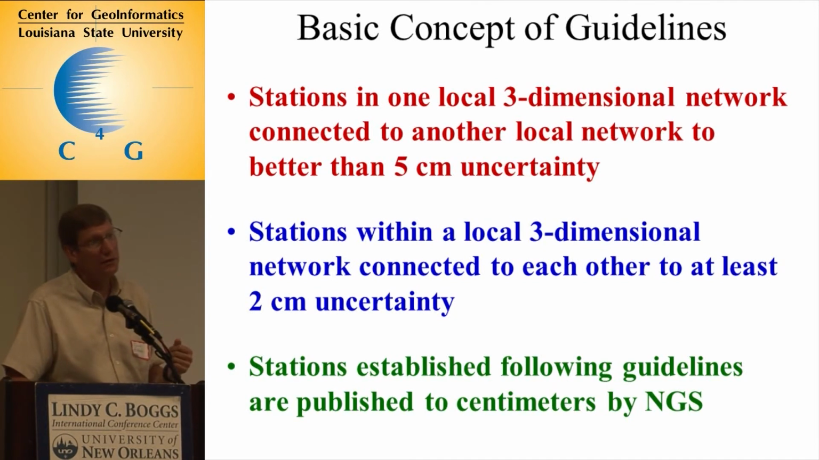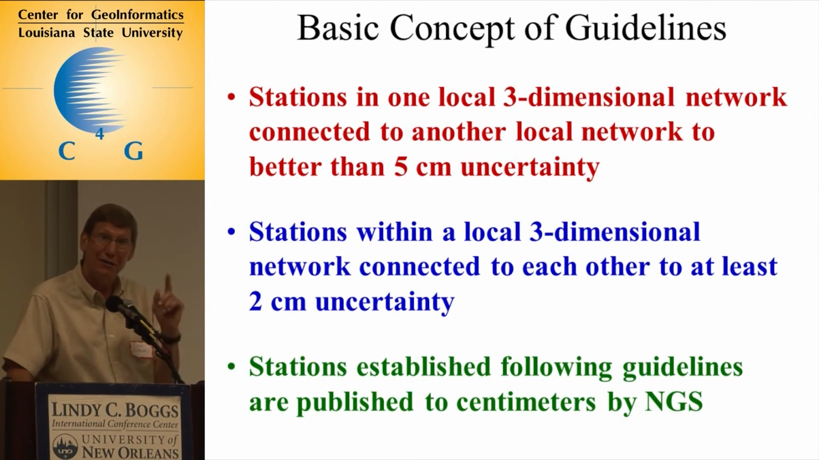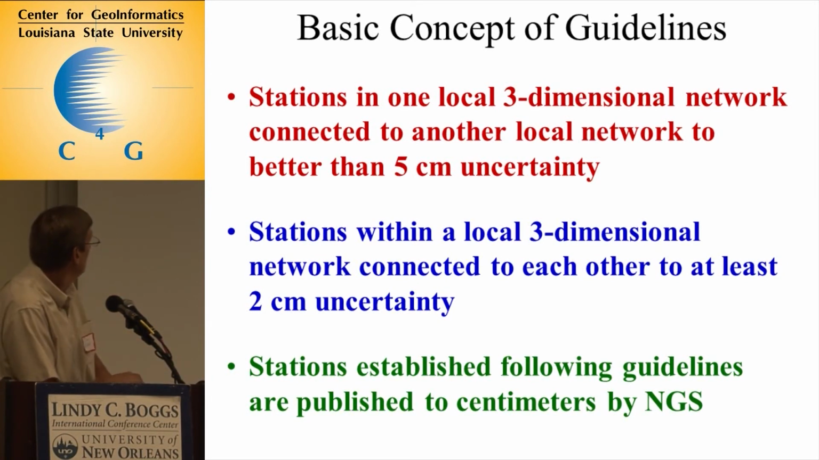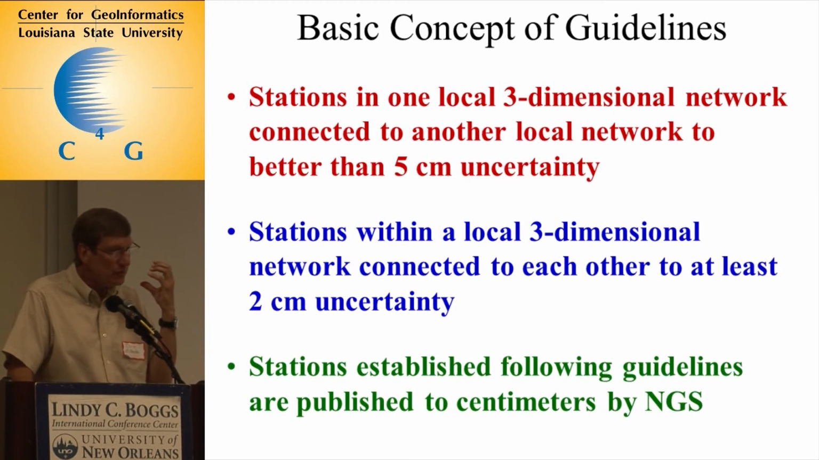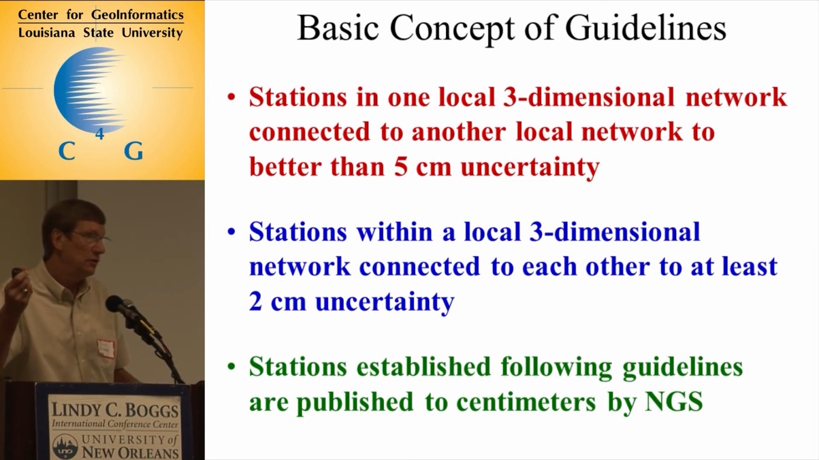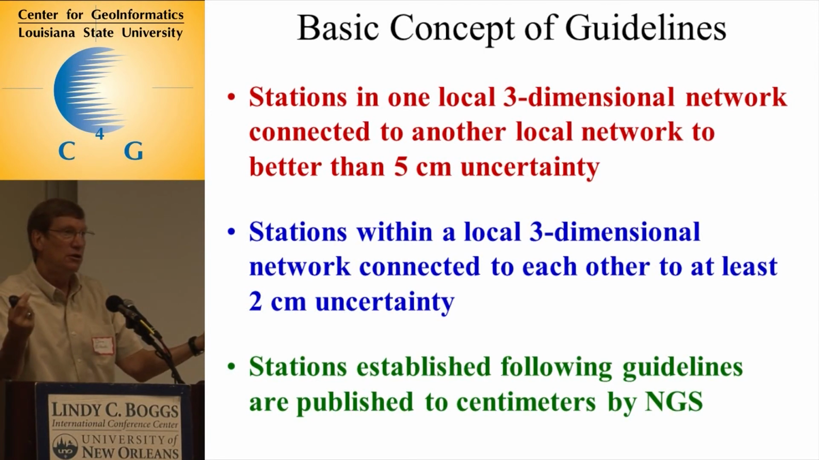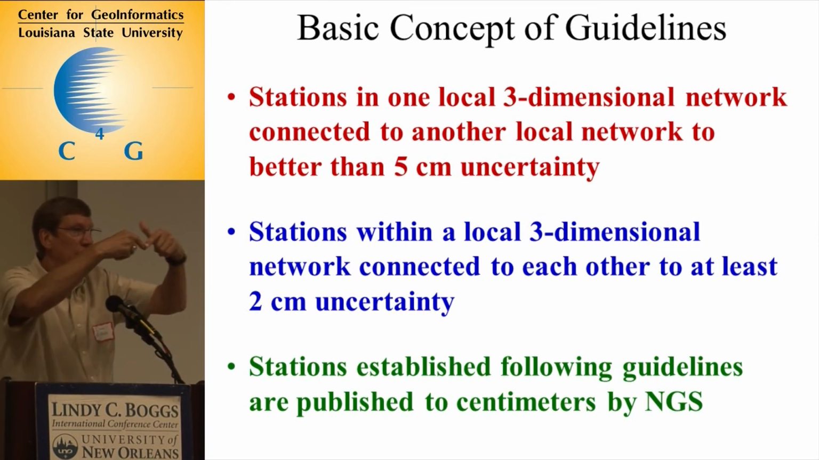Is it better than that? It's not changed yet in the guidelines. So I'm not saying that it is. I'm just saying I think that's something we should look at, and I think we're going to find it is better. Stations within a 3-dimensional network good to 2 centimeters. So the concept is, when you're using all your CORS data in one area, when you use CORS in the next area, or if you use your primary base in one area and your primary base in the second, I'm saying I know those local stations to 5 centimeters from here to here.